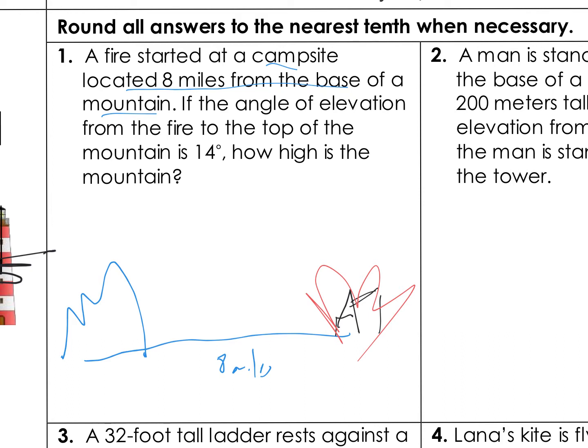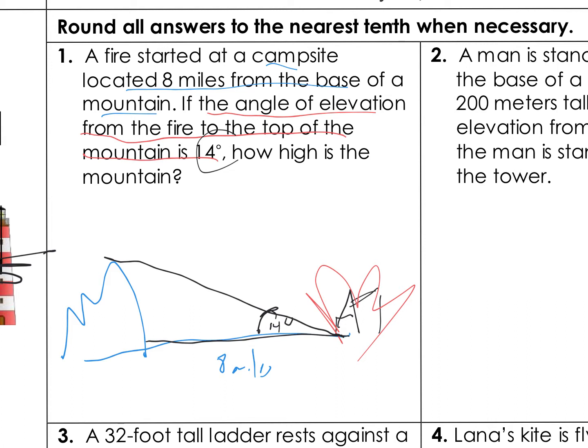If the angle of elevation from the fire to the top of the mountain is 14 degrees, so let me do the base of the mountain. If the angle of elevation from the fire, so that's down here, from the fire to the top of the mountain, this angle would be my angle of elevation, and he said it was 14 degrees. So I'm going to label that.